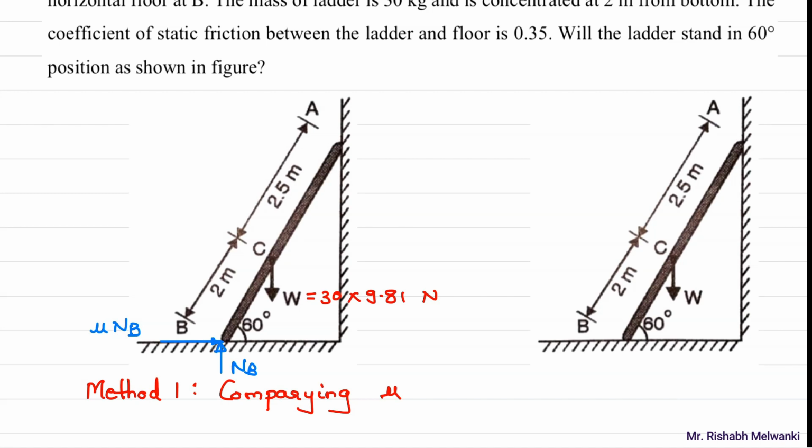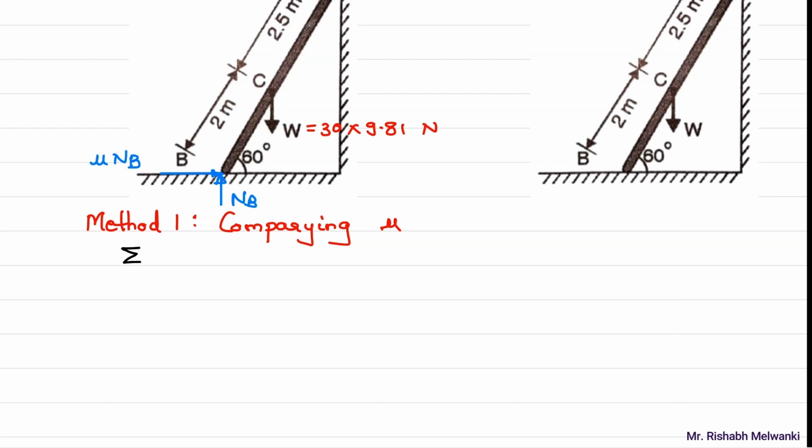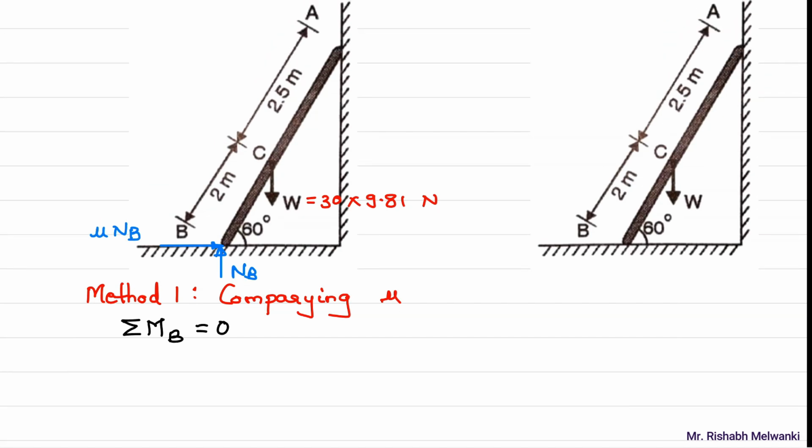First condition, I'll take summation of moment about point B equal to 0. Now W is acting in the downward direction with respect to point B. So it is creating which moment? Clockwise. And we require this perpendicular distance. Now this is the adjacent side of this 60 degree, so adjacent side is cos. So this adjacent side will be 2 cos 60. And if you consider moment about point B, the moment of mu NB and the moment of NB will be 0.